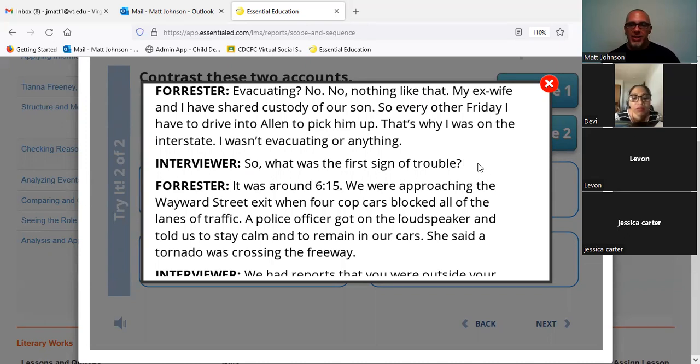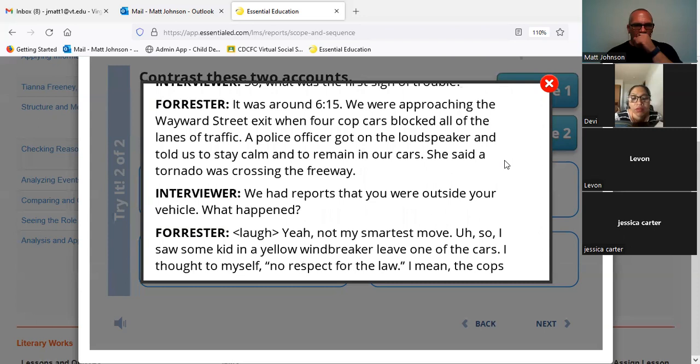The interviewer says, so what was the first sign of trouble? He says it was around 6:15. We were approaching the Wayward Street exit when four cop cars blocked all of the lanes of traffic. A police officer got on the loudspeaker and told us to stay calm and to remain in our cars. She said a tornado was crossing the freeway.